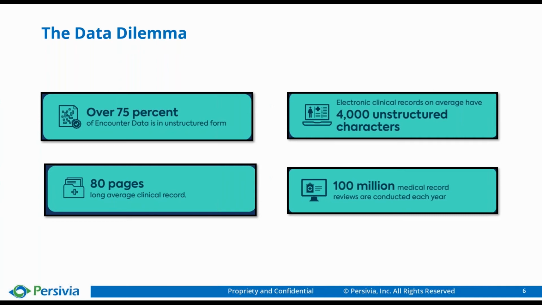75% of data in all notes is in unstructured form as of today. There are more than 4,000 unstructured characters in electronic clinical records. More than 100 million medical record reviews are conducted each year, and these clinical records can average up to 80 pages per clinical record. These numbers might look overwhelming, but we do see the opportunities hidden in this data that can drastically improve the risk adjustment program from both the cost and the care perspective.